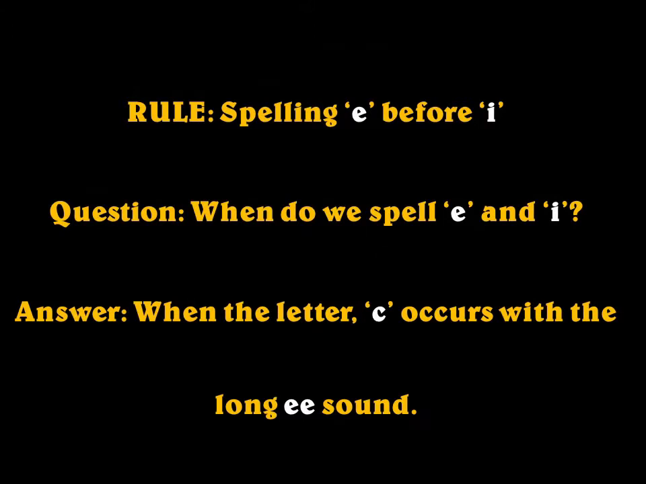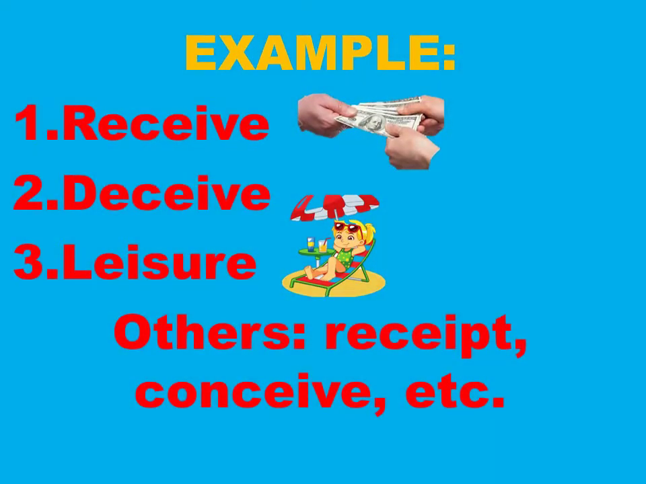Now, sometimes again, we also spell E before I. Now you ask yourself, when do we spell E before I? The answer is also simple. I spell E before I when the letter C occurs with the long E sound. How does that happen? Let's look out for some examples. In the word receive, did you see the letter C occurring at the same time as E and I? So in that case, I allow E to come before I.